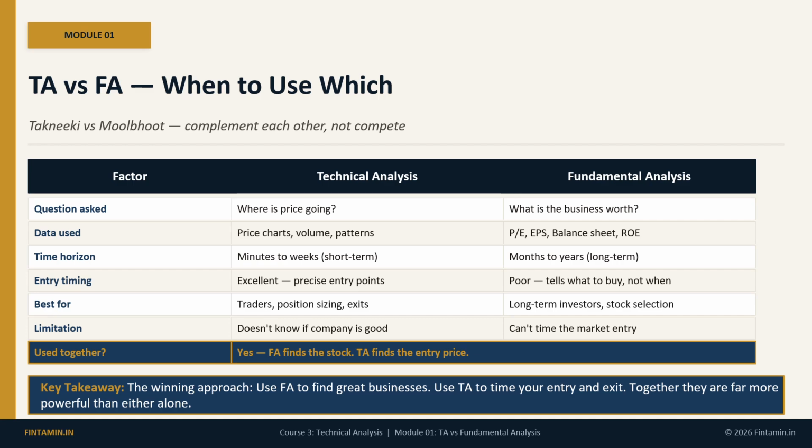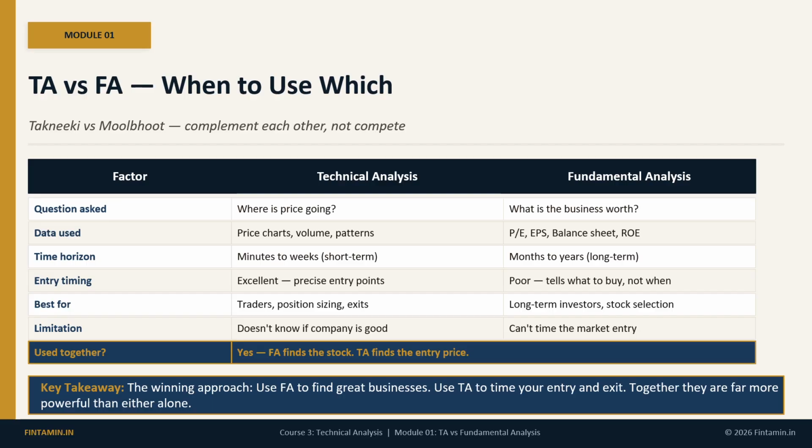Technical analysis asks, where is the price going? It uses charts, volume patterns, and indicators. Its best use is timing your entry and exit, but it cannot tell you whether the underlying business is good. The professional approach: use fundamental analysis to identify great businesses worth owning. Use technical analysis to find the optimal entry point, ideally at a support level with momentum building. This combination is significantly more powerful than either approach alone.